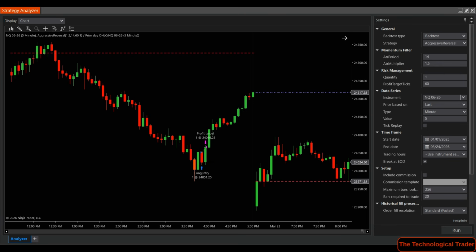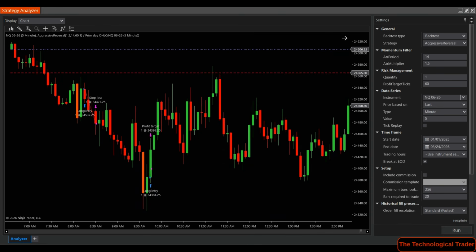Notice this sequence right here. The price drops heavily, and our first setup candle sweeps right below the previous day's low, which is that red dashed line. But immediately, the very next candle reverses aggressively upward. The strategy enters a long position right at the close of that reversal candle. The price continues to push higher, and shortly after, we see the purple arrow indicating it perfectly hit our 60-tick profit target. That is a textbook liquidity sweep and a great winning trade.